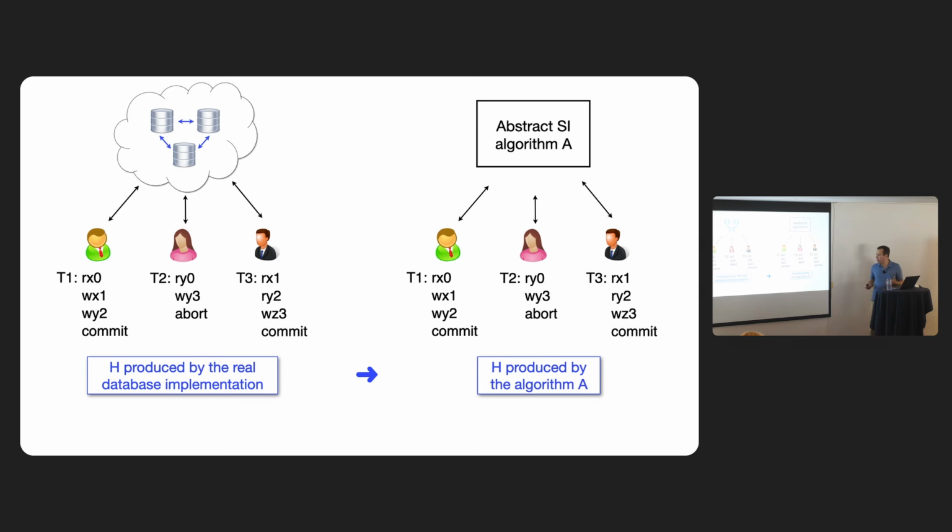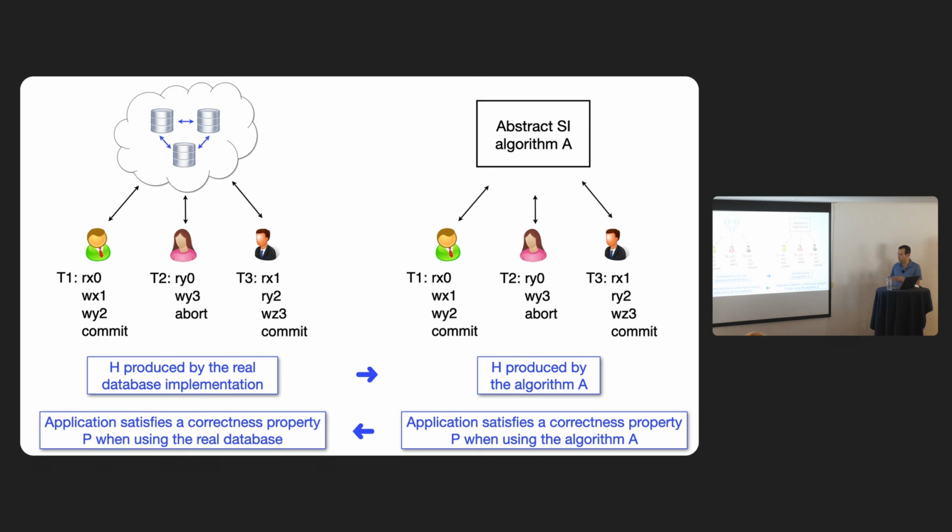And this is still nice because if I'm a client using a snapshot isolation database, I don't have to think about how it's actually implemented. I can just check that my application satisfies whatever correctness property P I want, assuming the database is implemented using this abstract algorithm. Because of this inclusion on histories, this property P will also be satisfied by the application when it uses the actual database.